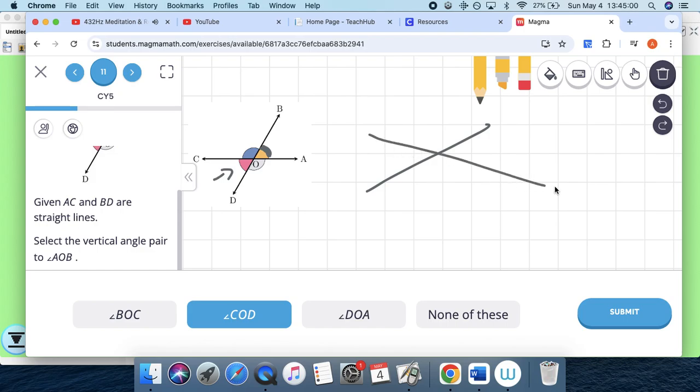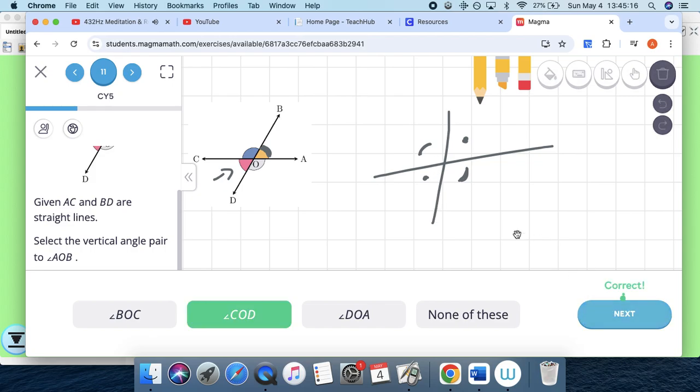So remember, two lines like this. Actually, let me draw it better. This angle right here would be congruent to that angle, and this angle right here would be congruent to this angle. They're called vertical angles.